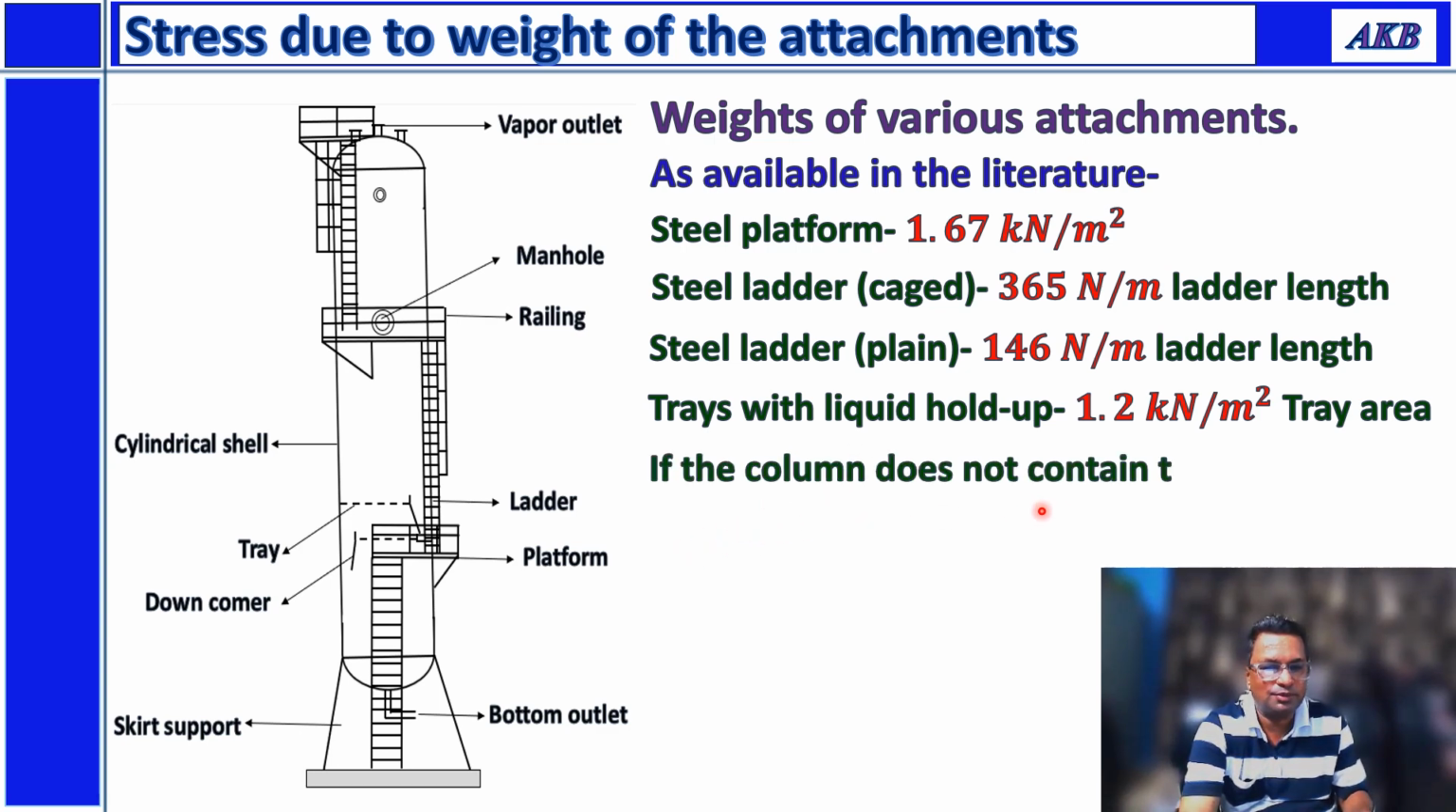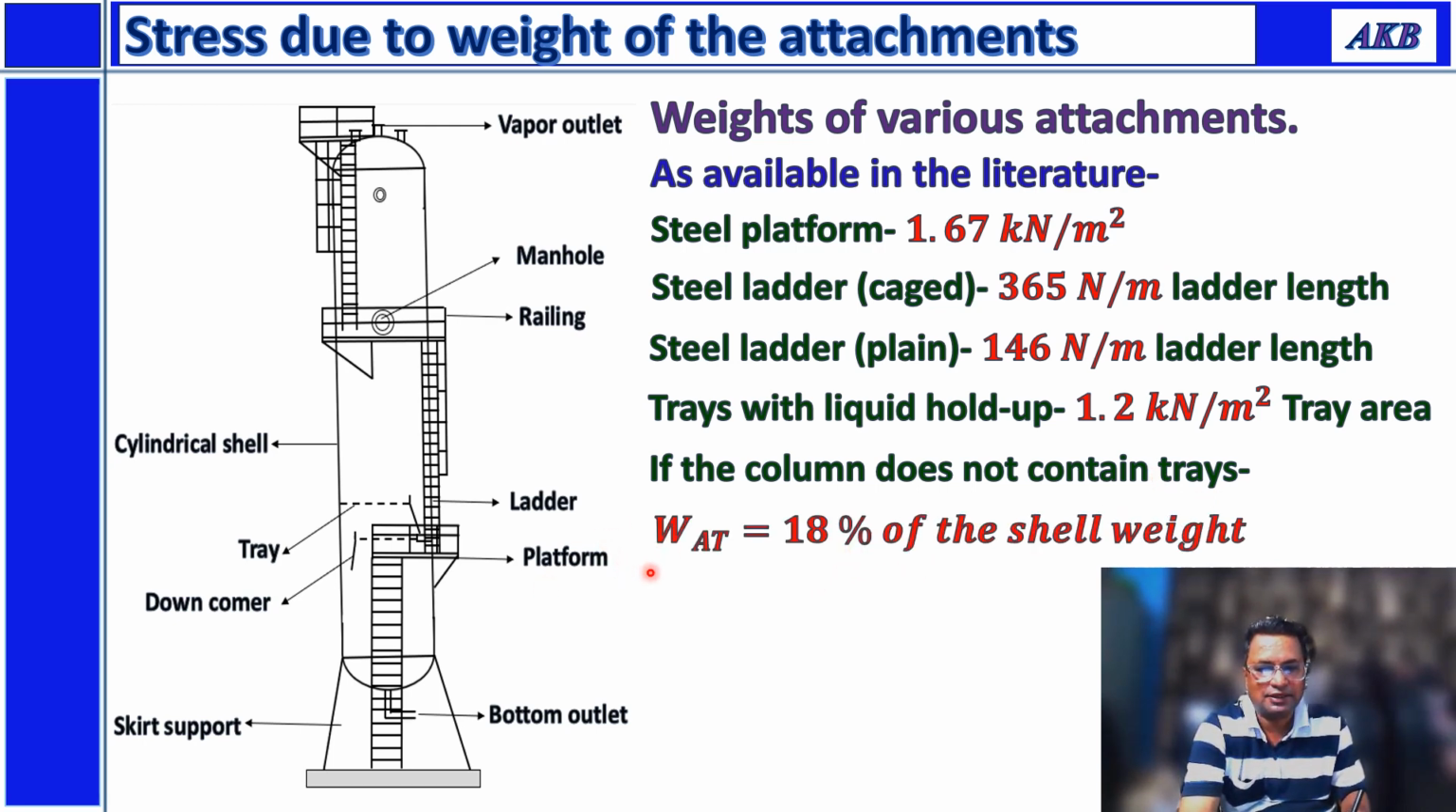Now if the column is not containing any trays, then you can consider the weight of attachment to be 18% of the shell weight. So if you know the shell weight, and if the shell is not containing any trays in it, then the weight of all the attachments can be taken as 18% of the shell weight. So these values, as they are available in the literature, you can use if the relevant data is not available with you.